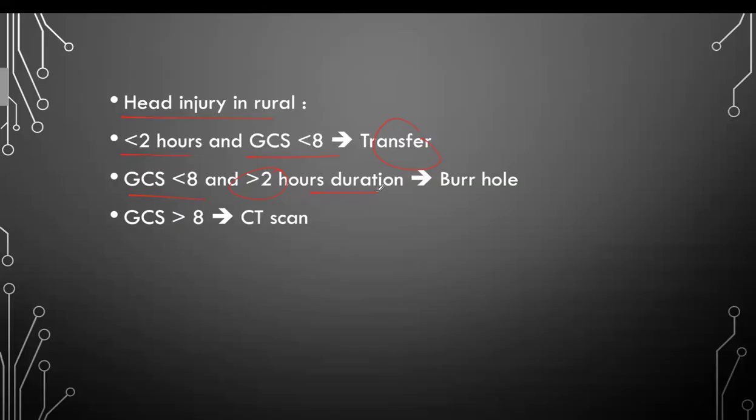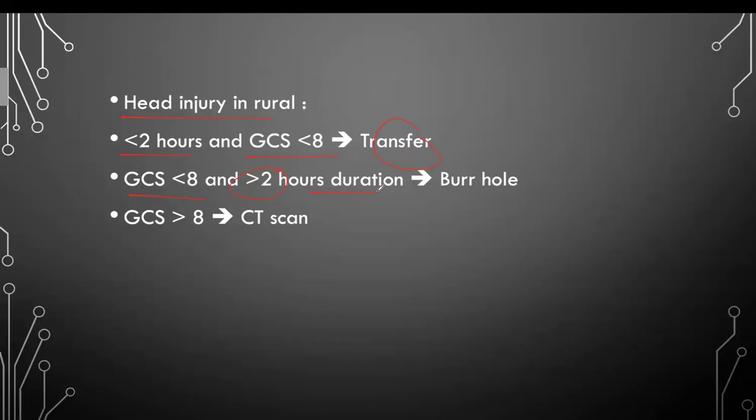So if a patient has GCS less than 8 and the tertiary hospital is more than 2 hours away, many times in a rural setting the patient might need an emergency burr hole. It is very, very unusual. Even though questions come up in the exam, it is very, very unusual that a rural hospital doctor will need to do an emergency burr hole in this kind of patient.